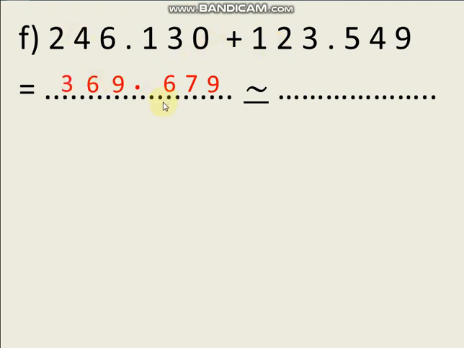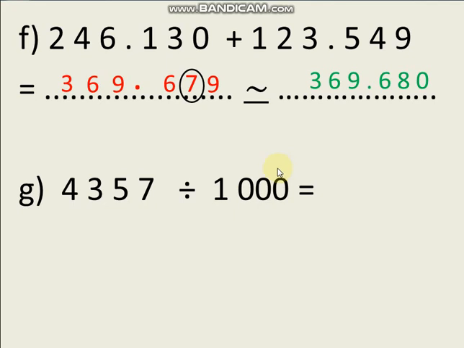Approximate to the nearest hundredths. At first, put a circle around the hundredths. The hundredth here is 7. Look at the right. We have here digit 9. 9 is greater than 5. First step, replace it by 0 and add 1 to the hundredths. The result will be 369.680.